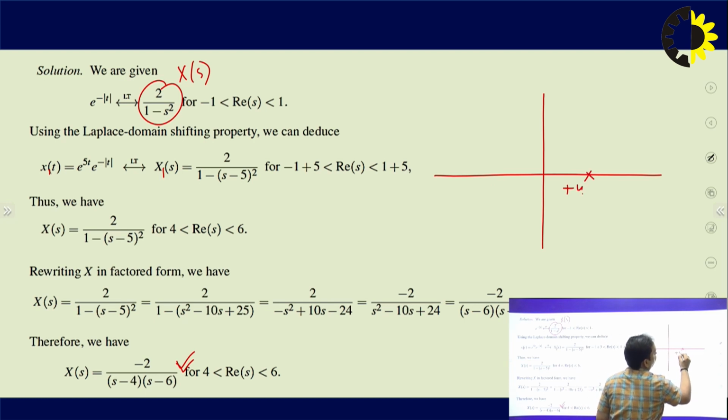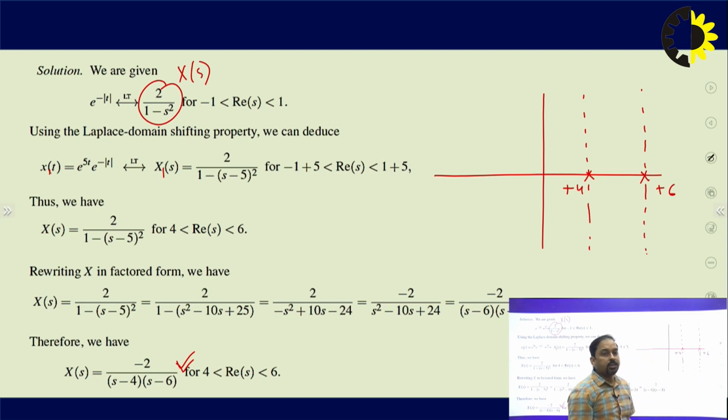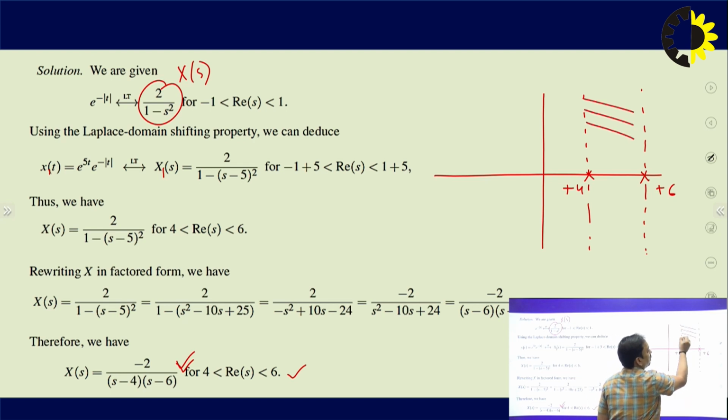So this is plus 4 and plus 6. So the region is basically real part of S greater than 4 and naturally it is less than 6. So the region is between two poles like this. This is the ROC.